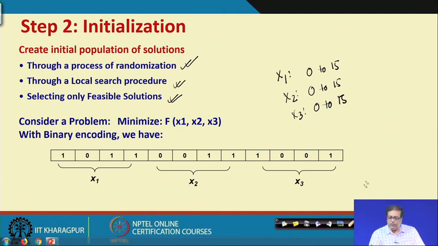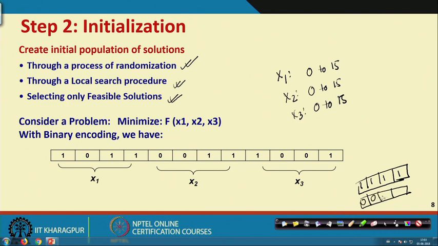So, 0 to 15. Supposing we use 4 bits to represent one variable. You see the highest number is 1111 and the lowest number is 0000. These are all binary numbers. So, this is 2 to the power 3, 2 to the power 2, 2 to the power 1 and 2 to the power 0. So, this will be 8 plus 4 plus 2 plus 1, which is actually 15, and the lowest is equal to 0. So, any number in between will be between 0 and 15.